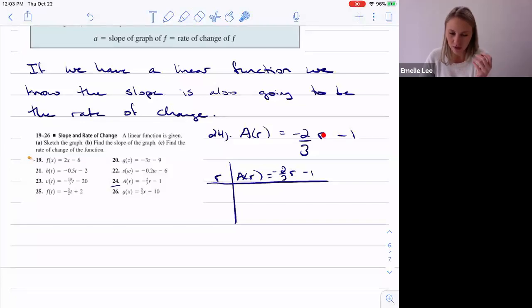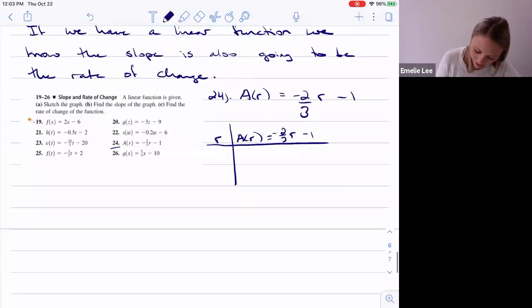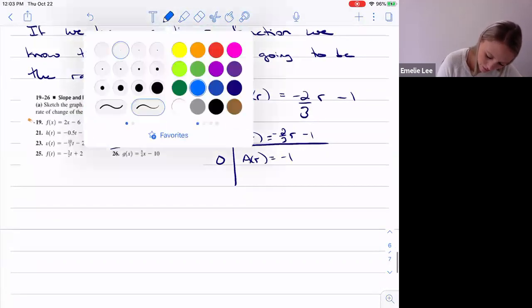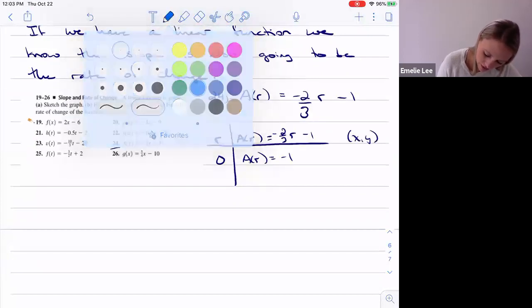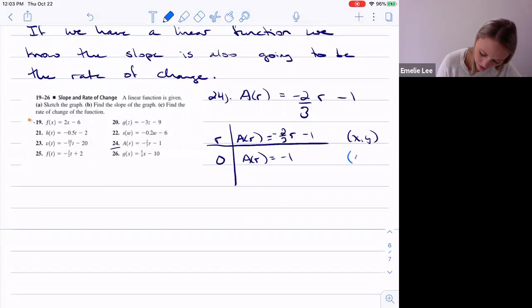I'm going to start with R equals 0. That's my go-to, because it's going to make this whole mess go away. If I plug in R equals 0, then A of R equals negative 1. So in terms of an xy coordinate, I'm going to use different colors so I can show them here. I'm at 0, negative 1.